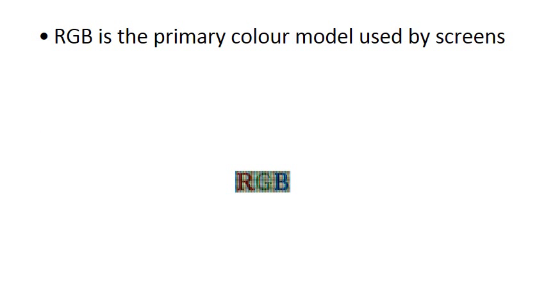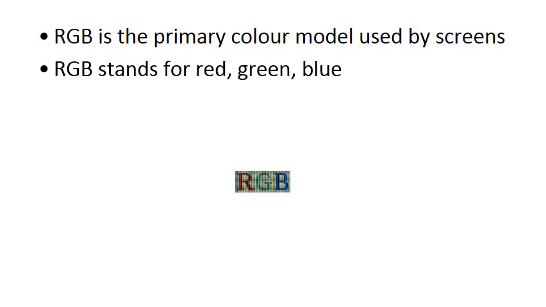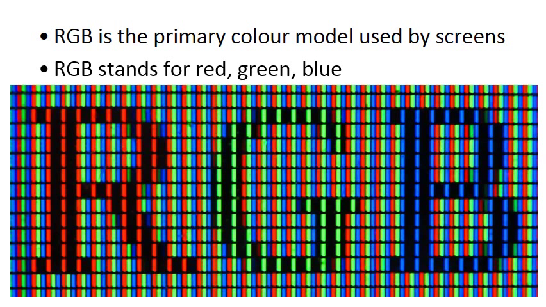As I mentioned before, RGB is the primary color model used by screens. The screen you're using right now to view this video uses RGB. RGB, of course, stands for red, green, and blue. Now, if you look at our little picture here that says RGB, you've got a red R, green G, and a blue B on a whitish background. If we zoom in on that and see what it looks like up close, you'll see that the white background is actually red, green, and blue all together. And then the R, the G, and the B each have their own color.